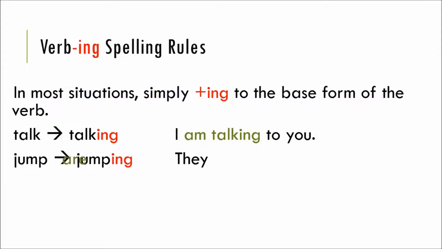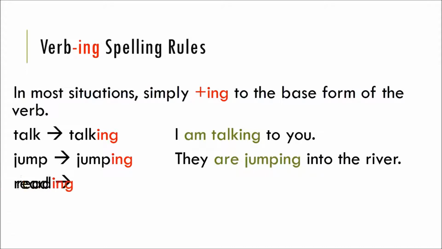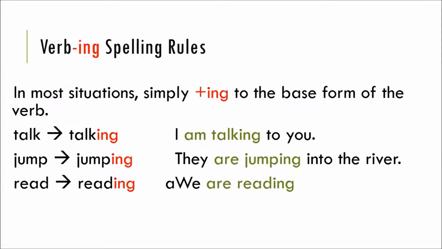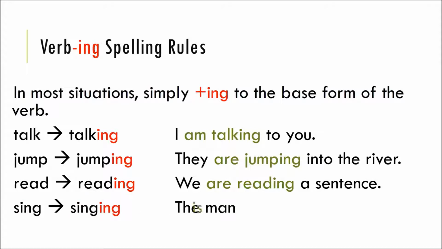Jump becomes jumping. They are jumping into the river. Read becomes reading. We are reading a sentence. Sing becomes singing. The man is singing opera. In most cases, all you need to do is add ing to the base form of the verb, but there are 3 exceptions to this rule.